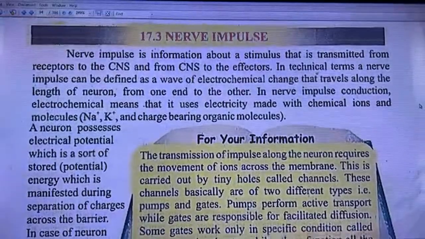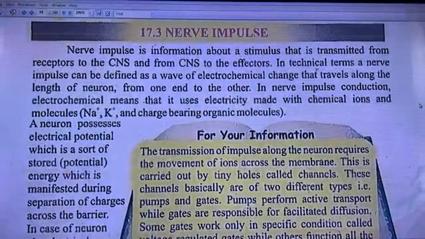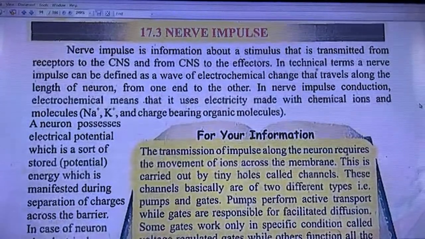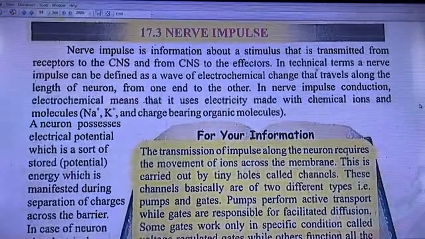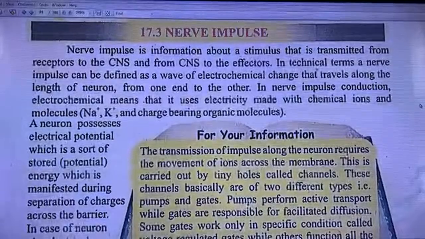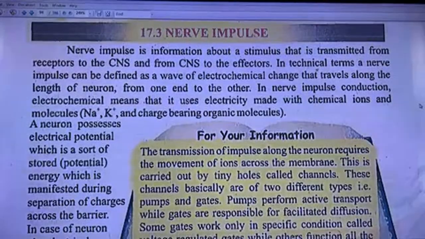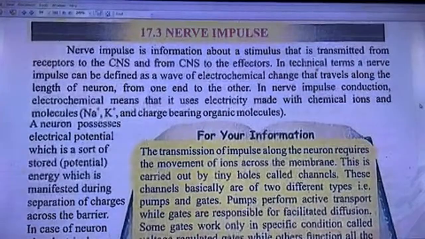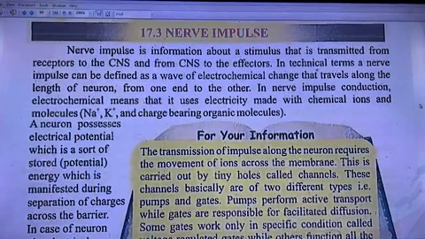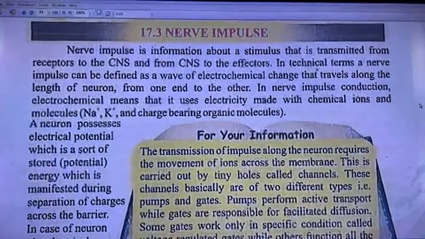Neuroimpulse. A neuroimpulse is information about a stimulus that is transmitted from the receptor to the central nervous system, and from the central nervous system to the effector. In technical terms, a neuroimpulse can be defined as a wave of electrochemical change that travels along the length of a neuron from one end to the other. Neuroimpulse conduction is electrochemical, which means that it uses electricity made with chemical ions and molecules: sodium, calcium, and charge-bearing organic molecules.